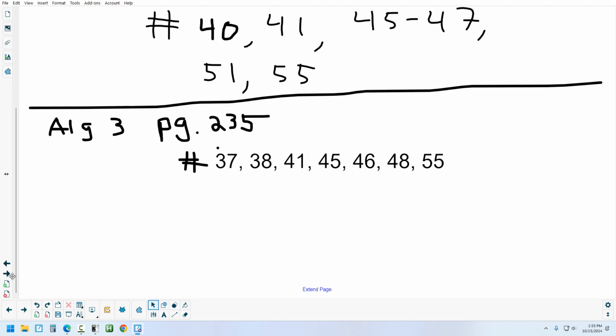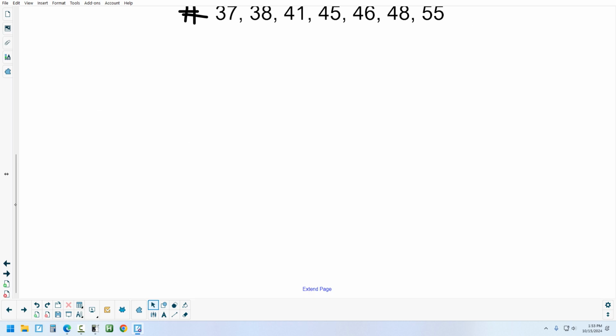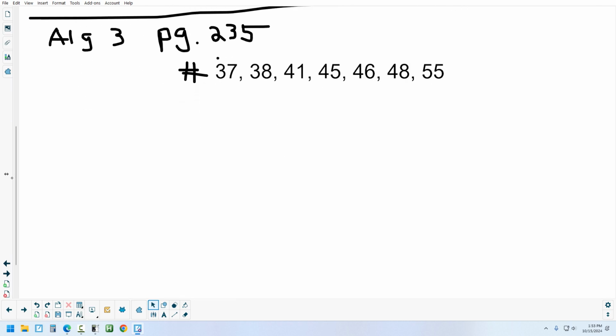All right, so that is the homework for tonight. On page 235: 37, 38, 41, and then 45, 46, 48, and 55. This is unit 4, lesson 4.2.